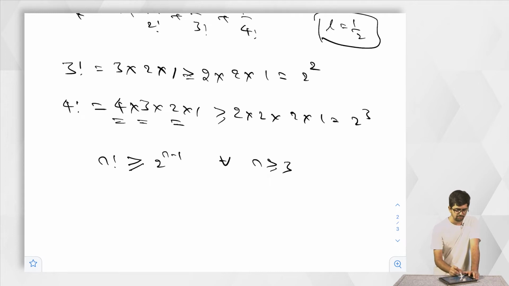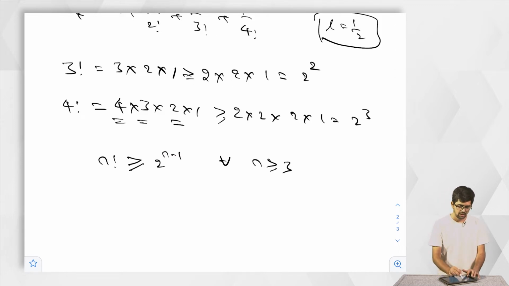For n equal to 2, this is 2 factorial, that is 2, and 2 power 2 minus 1 is 2, so this is fine. For n equal to 1, 1 factorial is 1, and 2 power 0 is 1, so that's also okay. So we can actually write n belongs to the natural numbers, but that's okay, no problem.